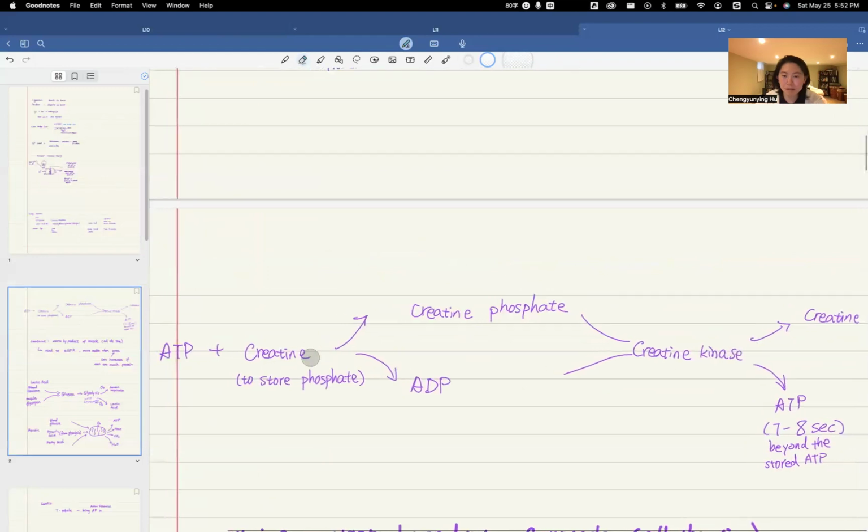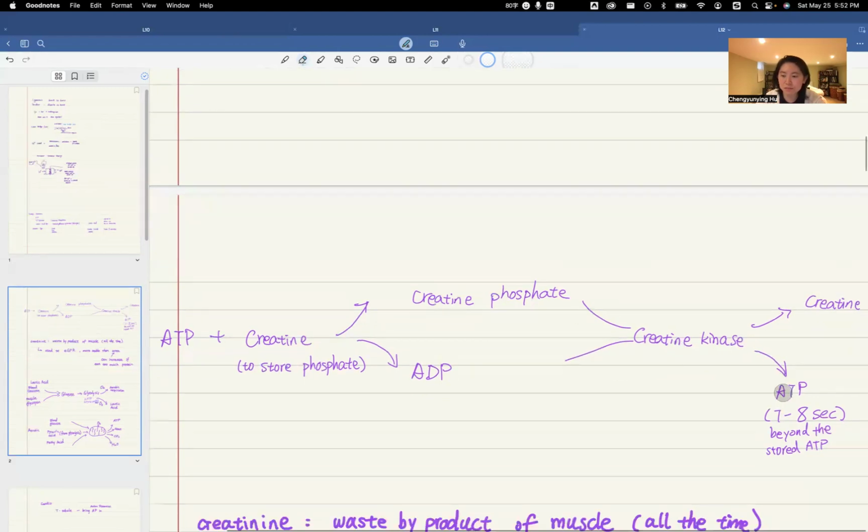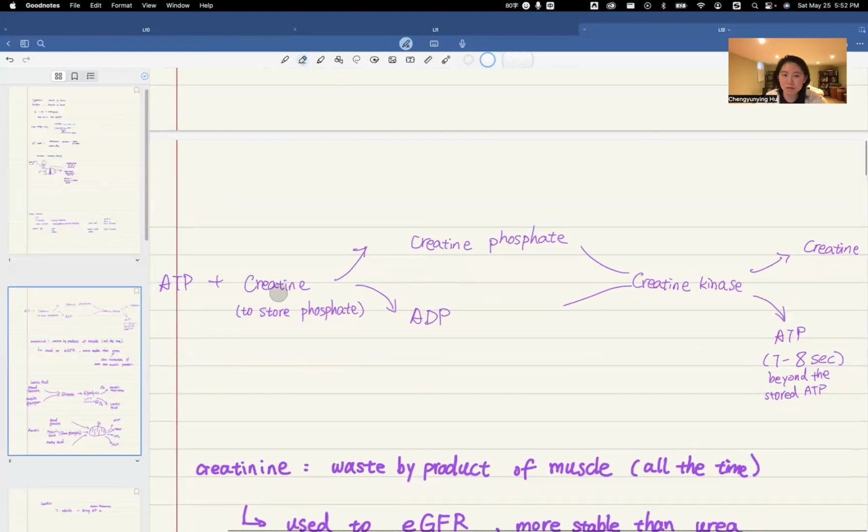This one is just breaking more into details what happened in the creatine phosphate system. Not too important, just go through it. Creatine phosphate becomes creatine by creatine kinase and produces creatine and ATP. So this ATP is used, but it is a little amount of ATP.